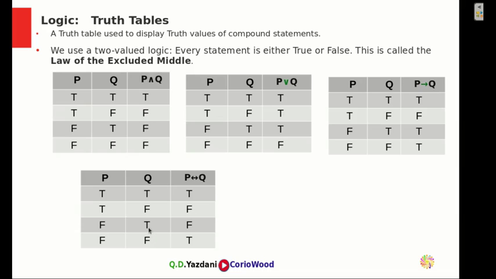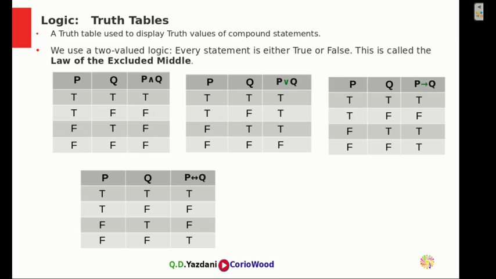If P is false and Q is true, then P if and only if Q becomes false. And the last one here we have false and false, so P if and only if Q is true. So here P if and only if Q means that P and Q are equivalent.